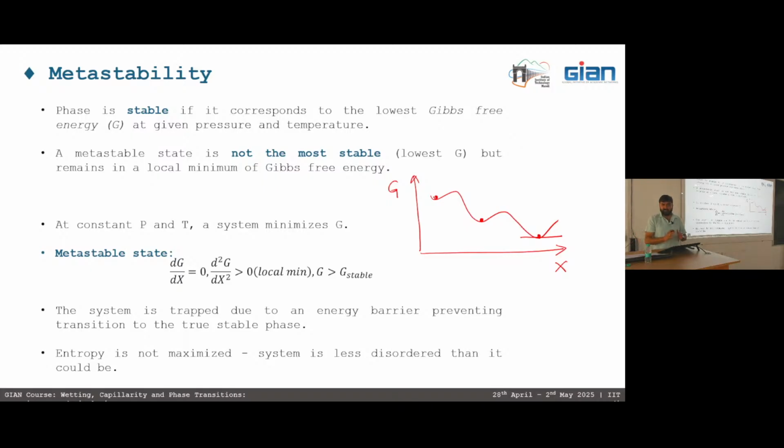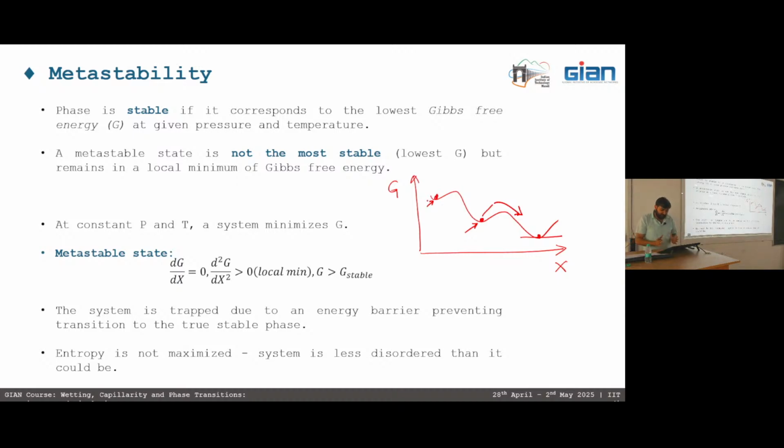Here also dG/dx is 0 and d²G/dx² is greater than 0. But these states are not the global minima, so these are the metastable states. If enough fluctuations, if enough perturbations are given to the system at this state, it can transition to this state. But right now they are stably placed at these states. So these states are called the metastable states.